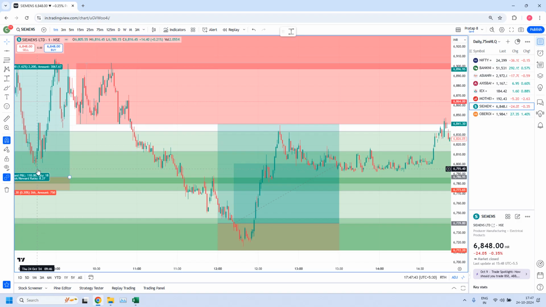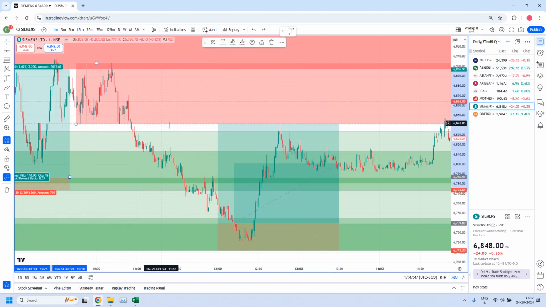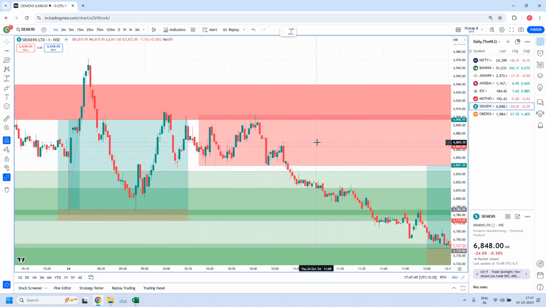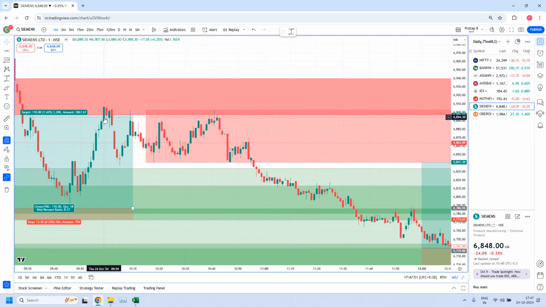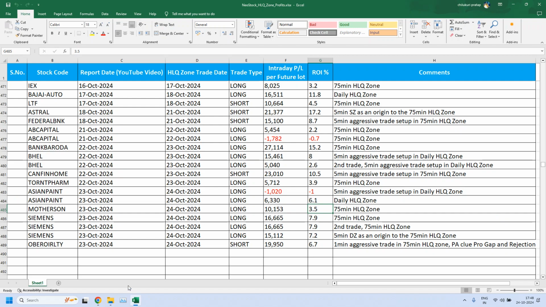you got 946, and when it reached the 15 minutes target, 959. You got 946 and in 13 minutes, your trade is completed. How much profit did you gain in 13 minutes? In Siemens, we got 16,665 rupees profit, which is 7.9% ROI.